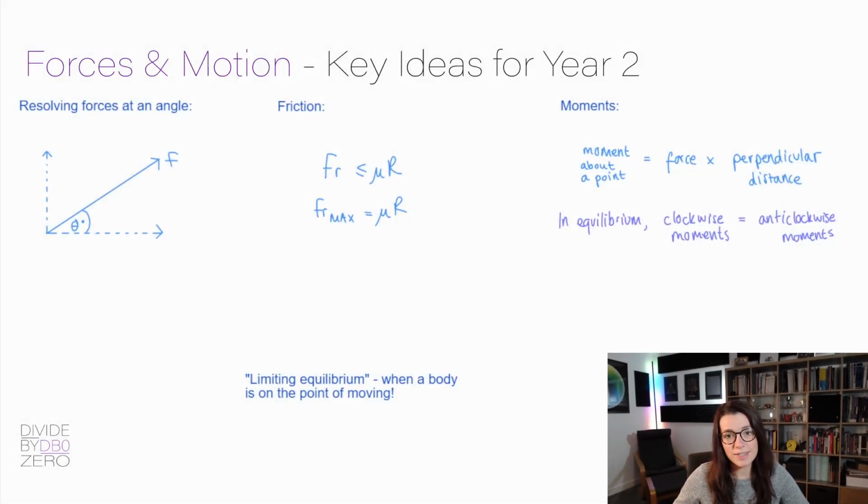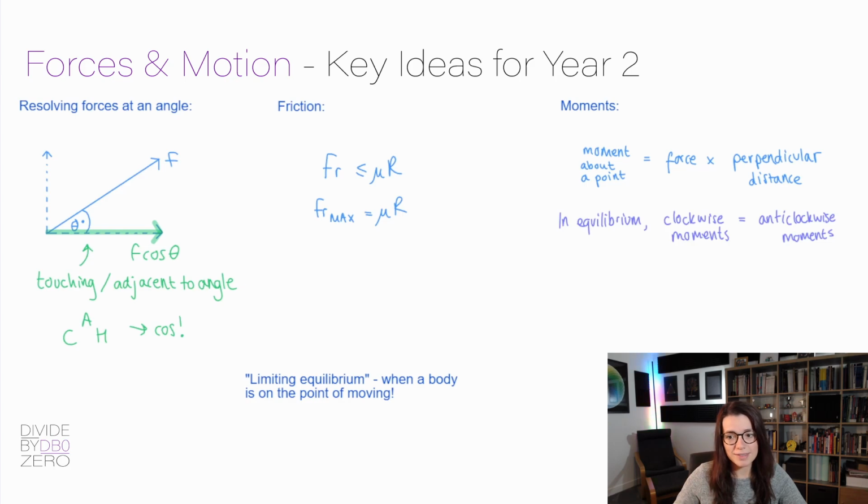So some key ideas for year 2 are here. First of all, when you're resolving forces at an angle, you'll need to split the force into its components. So for example here, this component of the force F will be F cos theta. And this is because this is the component that is touching the angle theta. In other words, it's adjacent to the angle. And that word adjacent should make you think of CAH in SOHCAHTOA. Therefore, we use cos. There are other ways of working that out, but I think if you can remember the trick, that's the quickest way to do it.